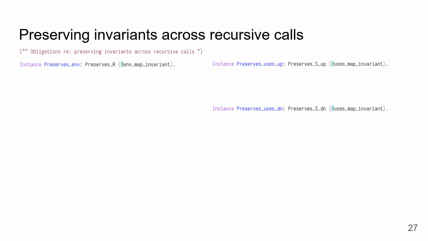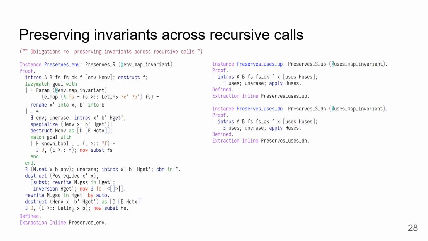In order to actually use these helper data structures, our tool demands that the user prove the following three theorems, which basically explain to the tool how the invariants on the user's helper data structures can be maintained at each recursive call. In this case, here is what the proofs of these three theorems look like.